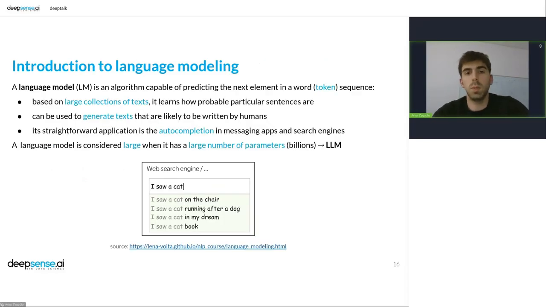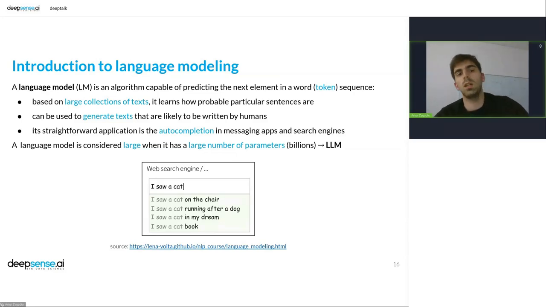After this more business-oriented introduction, let me switch to some definitions, some theory about language modeling. So a language model, LM, is a name for an algorithm that can predict what should be the next element or the next word in a sequence. Or, as I said, in this domain of NLP, words are called tokens. So what the next token in a sequence should be.